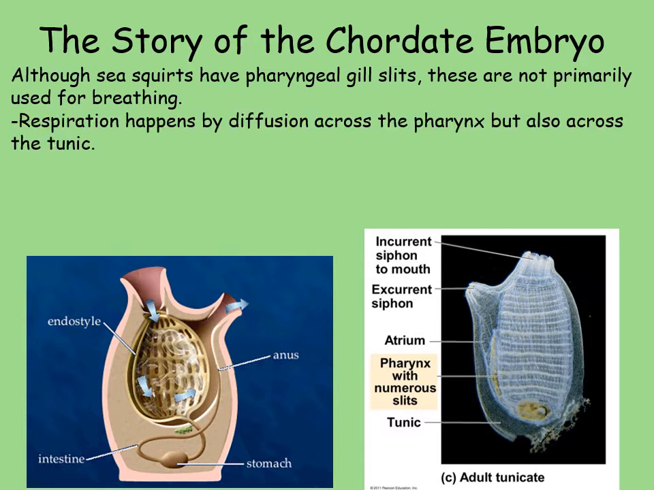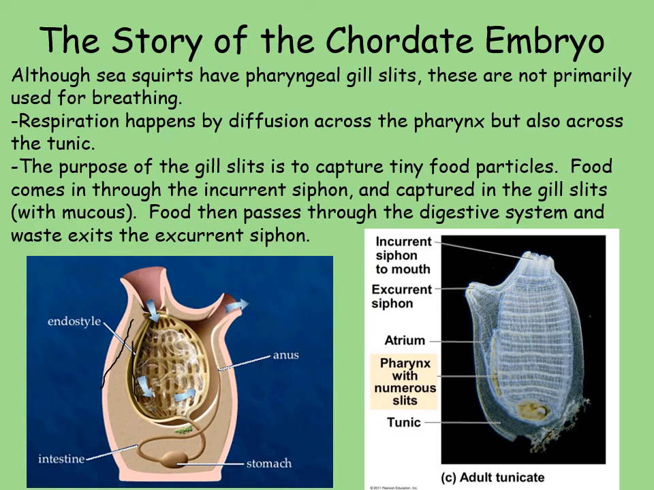Respiration happens by diffusion across the wall of the pharynx, but also across the wall of the tunic. So they rely on just diffusion across their surfaces. The main purpose of these gill slits is not respiration, it's for feeding.